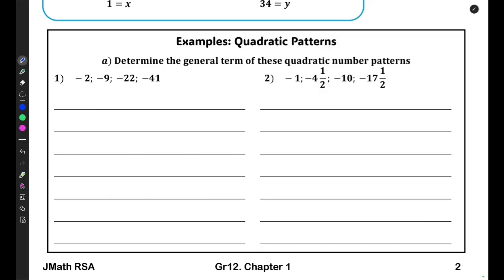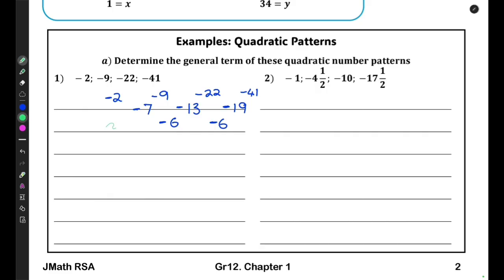So the first thing I'm going to do is I'm going to rewrite this, but with enough space, and please leave a gap on the left. So I'm going to say -2, leave a space, -9, -22, -41. I'm then going to say right minus left. So -9 minus -2 gives me -7. This gives me -13. This gives me -19. Then I'm going to go again. -13 minus -7 gives me -6. And then this also gives me -6. And there's my constant second difference.